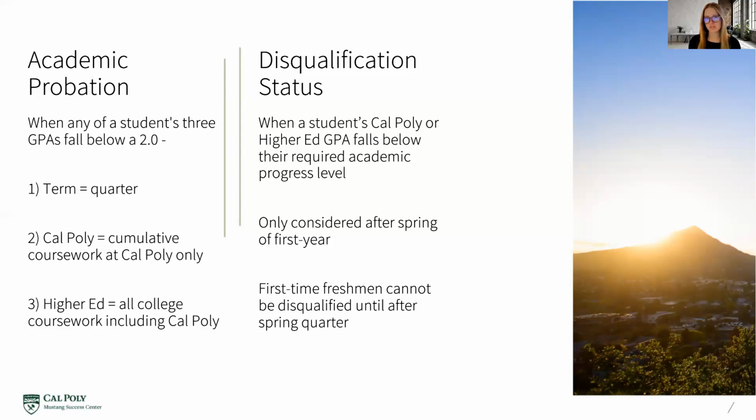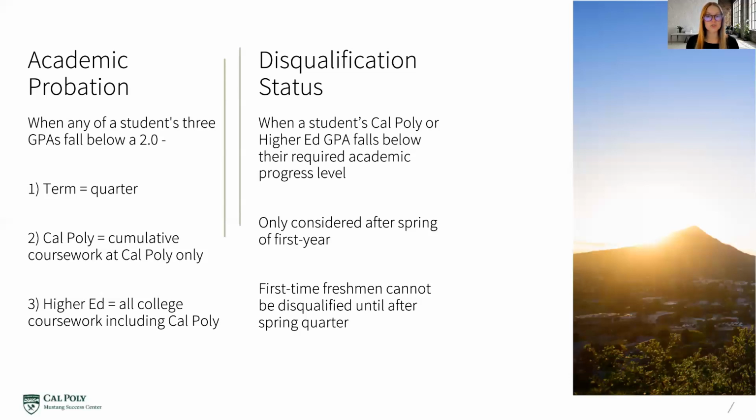Now let's talk about disqualification, because this is something we hear a lot. Are you at risk of being kicked out of Cal Poly? And in general, the answer is typically no. This cannot be triggered until after spring quarter of your first year. So for now, you are safe. But this happens when a student's higher ed GPA falls below their required academic progress level.